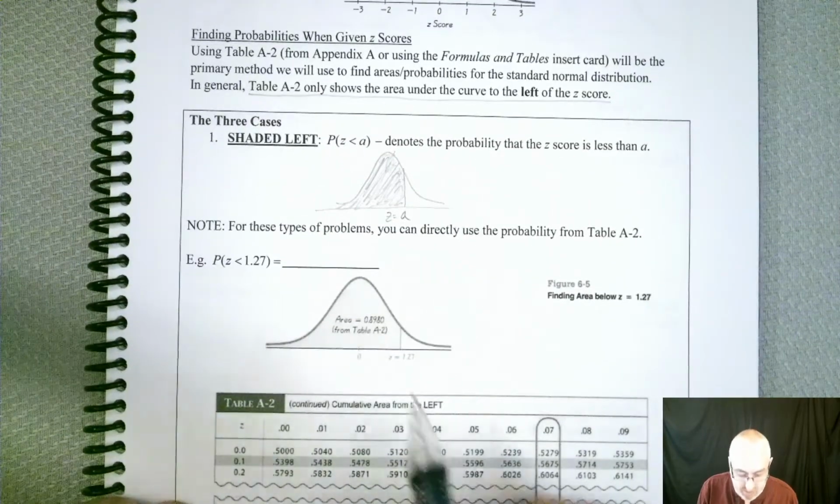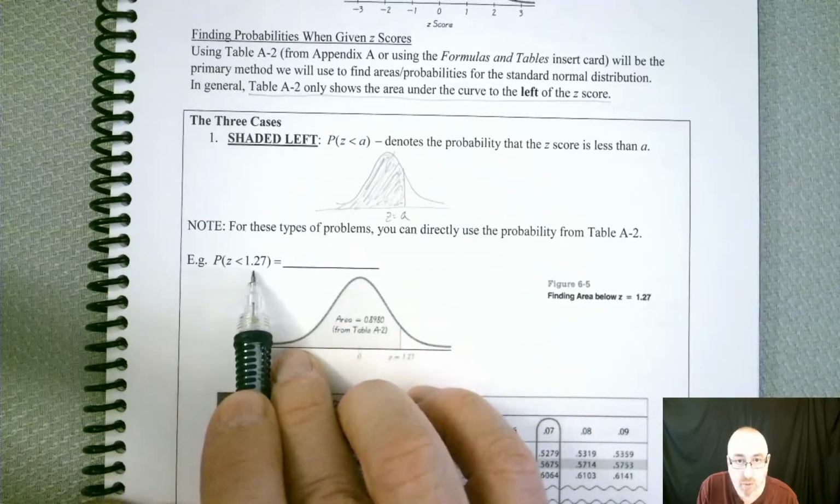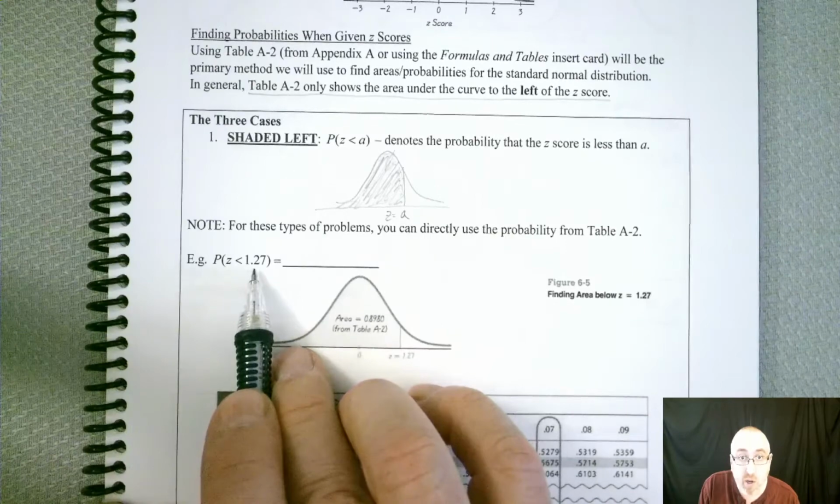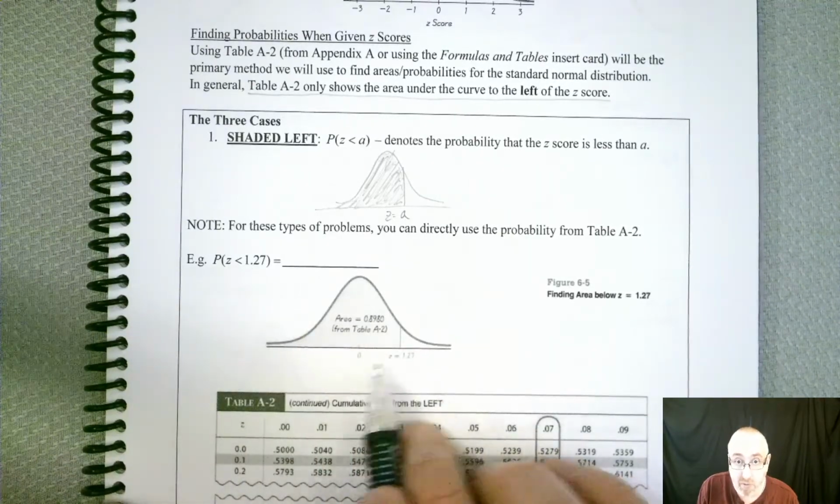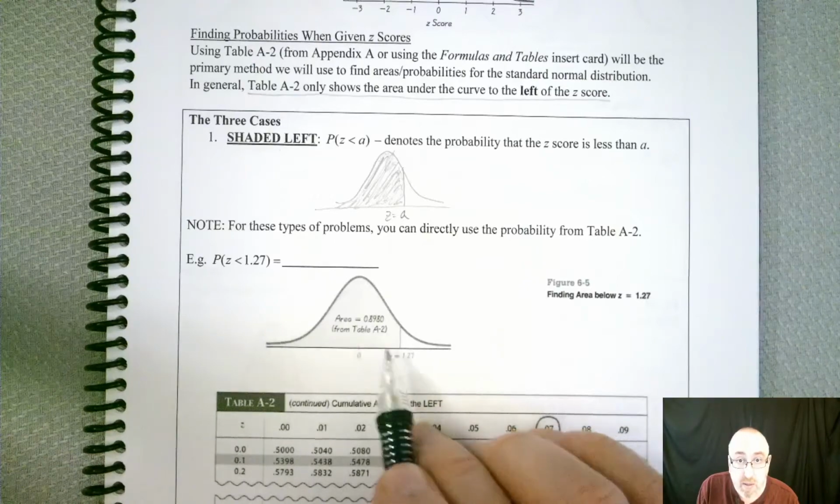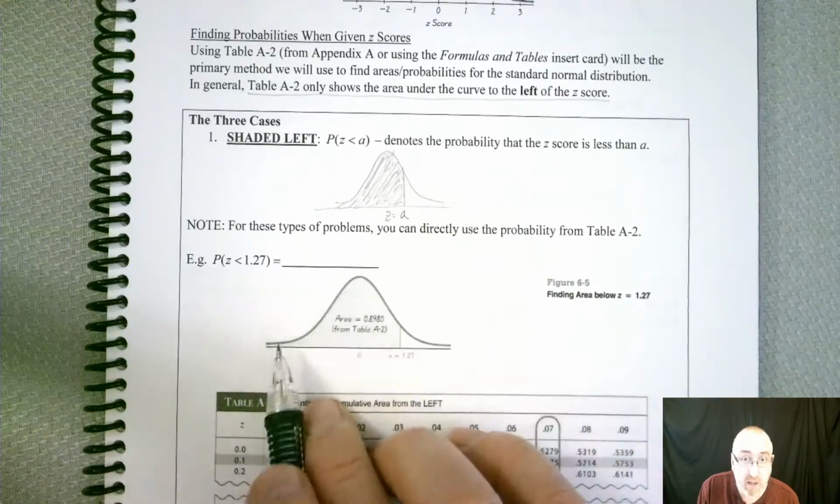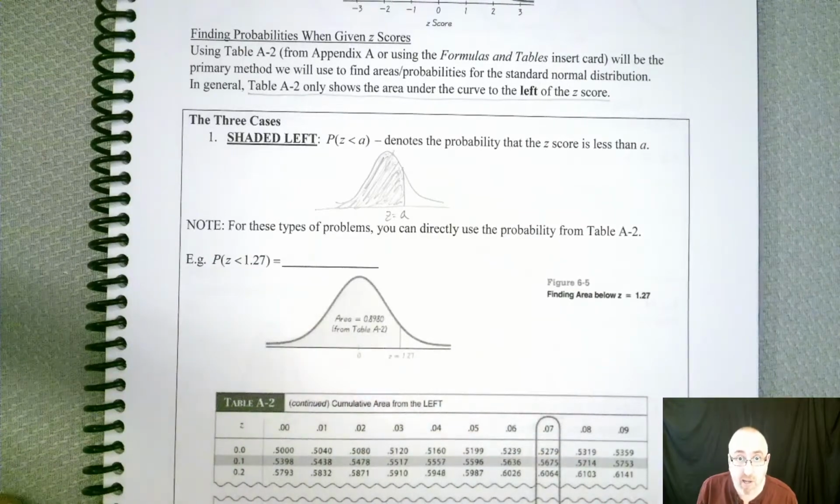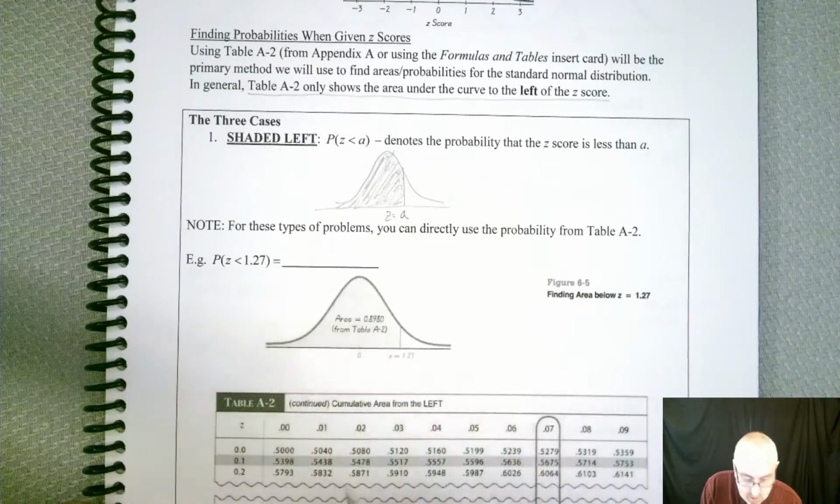Let's look at a specific example. Probability that z is less than 1.27. So the first thing we know is that positive 1.27 better be on the right-hand side of 0, because 0 is in the middle. So it's going to have to be over here. I know it's a little hard to see, but that's where we are, and then we know we're shading on this side. So how do we use the table to get our answer? The answer, it's hard to see, but it's 0.8980.